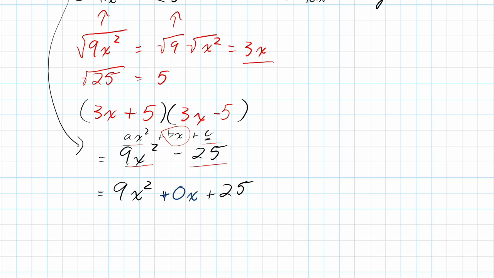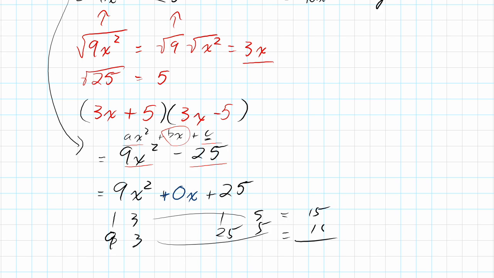So I find factors of 9. So we go 1 and 9, 3 and 3, and for 25, 1 and 25, and 5 and 5. Now, if we quickly take a look at this, I've got to make a 0, which means I've got to add and subtract my values here. So I'm going to have 15 and 15. One of these should be negative. Positive 15, negative 15 gives me my 0x.